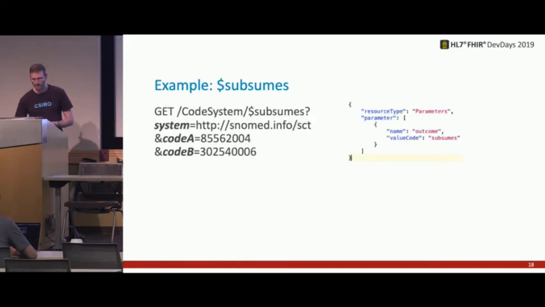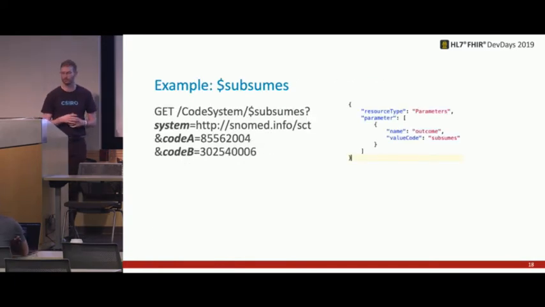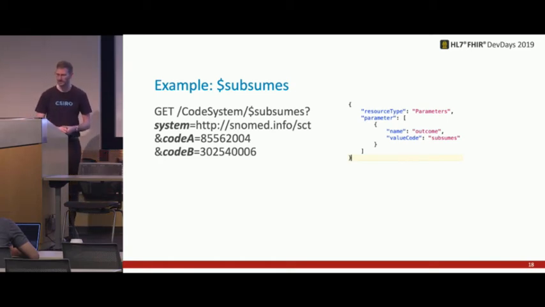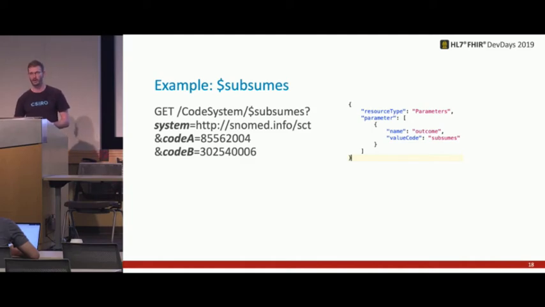So as an example, this is a subsumes test with a couple of SNOMED codes. I can't actually remember what they are. Someone will know, maybe. And so I pass it in, and I ask my server, and it comes back with a very simple parameters message saying, yes, there's a subsumes relationship that holds between code A and code B.